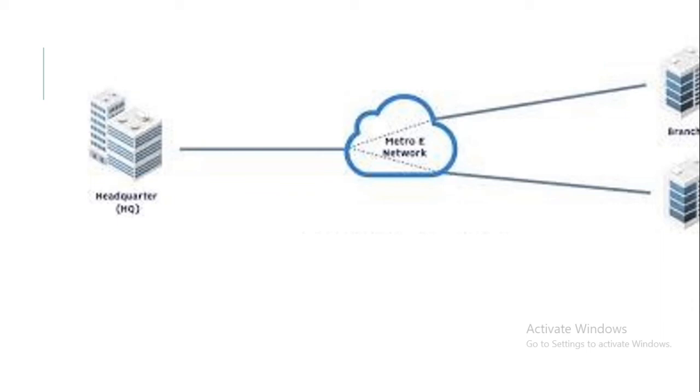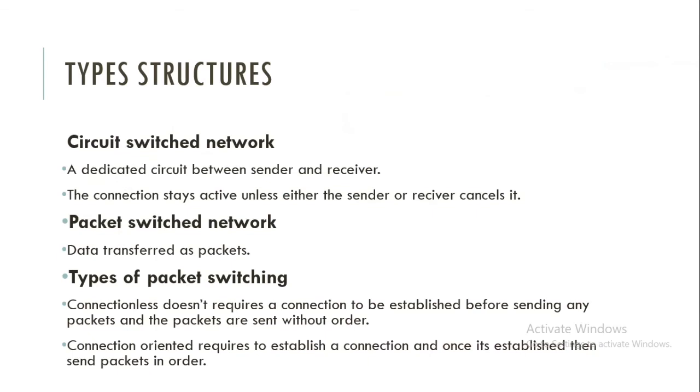So we have different types of structures. We have circuit switch network and packet switch network. In a circuit switch network, a dedicated circuit is established between the sender and the receiver. The connection stays active unless either the sender or receiver cancels it. The connection stays established.